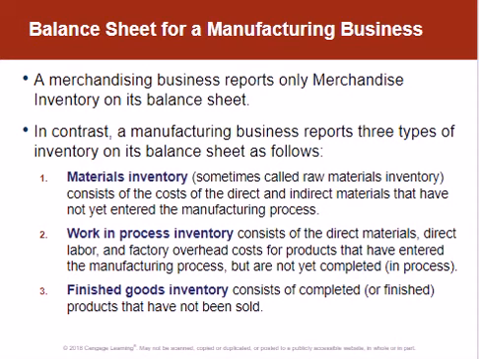Work in process inventory consists of the direct materials, direct labor, and factory overhead costs for products that have entered the manufacturing process but are not yet completed. So going back to baking a cake, work in process would be the mixing of all the ingredients in order to make the cake.